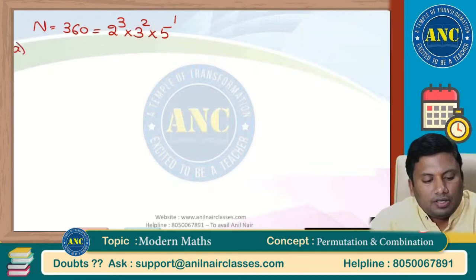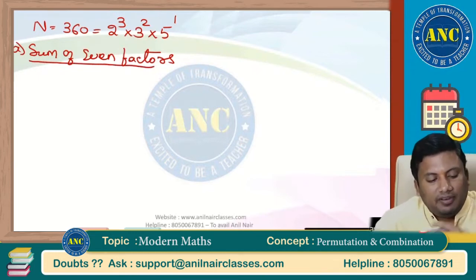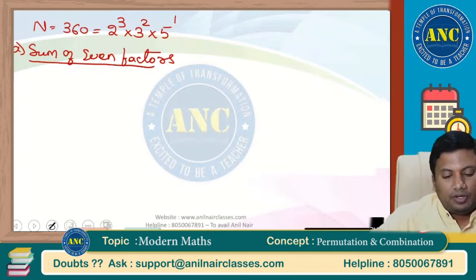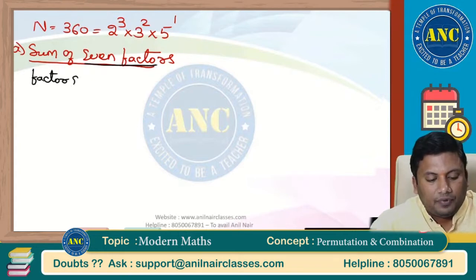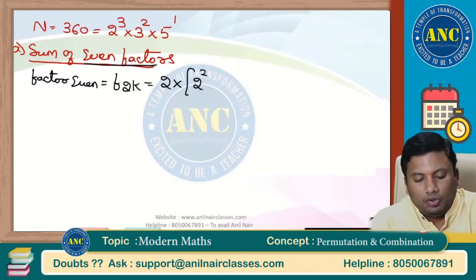Another question: sum of the even factors. This question is of two types. One is that we have to find the even factors, and then find the sum of all even factors. Any factor which is even is of the form 2k. So these are nothing but 2 into 2 square into 3 square into 5 power 1.